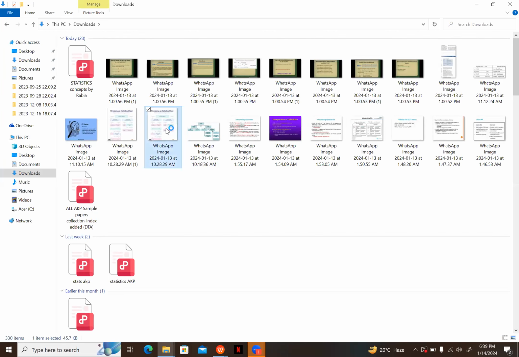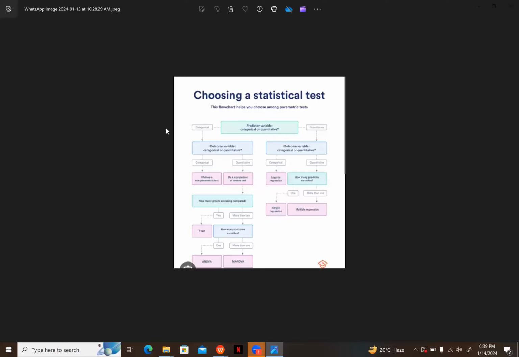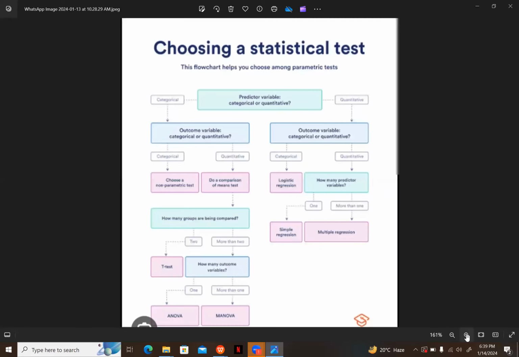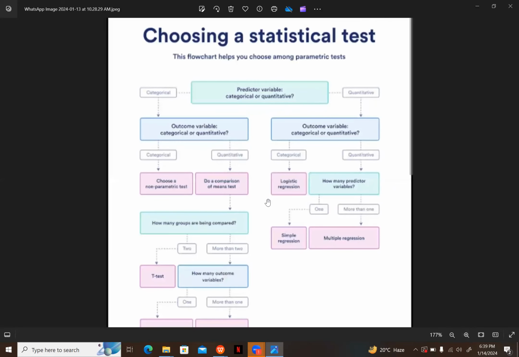Here is the table. This is choosing a statistical test. Let me magnify the screen. So there is a predictor variable and they have written categorical or quantitative. On one side, you have the categorical data, and on the other side, you have the quantitative data.